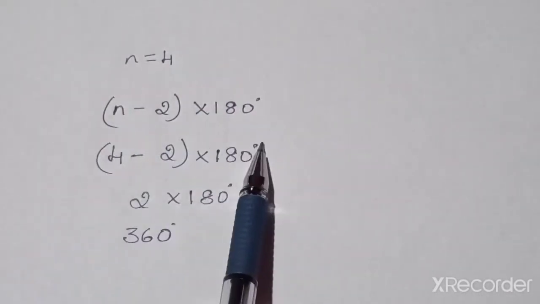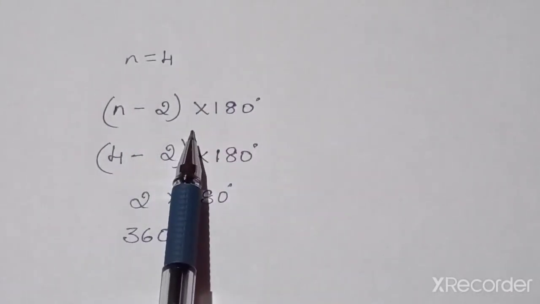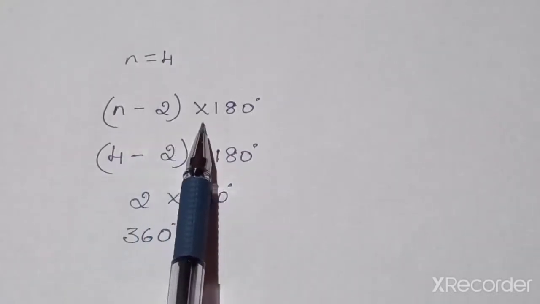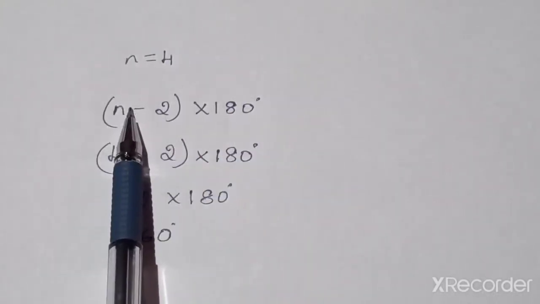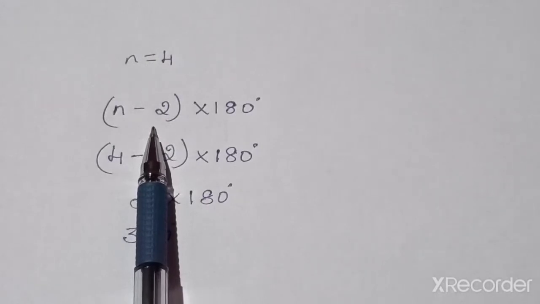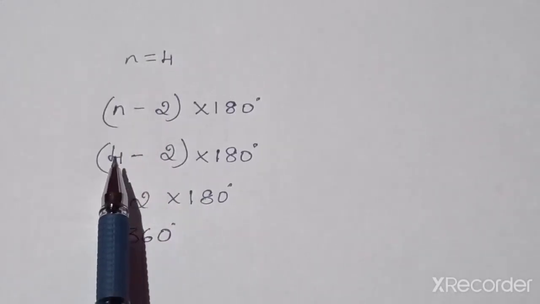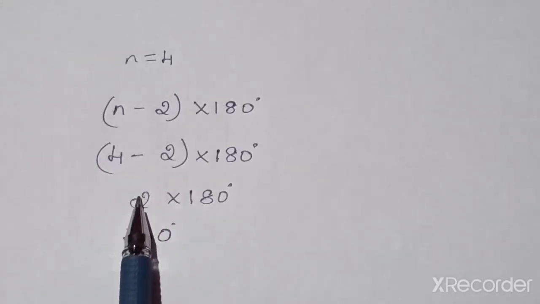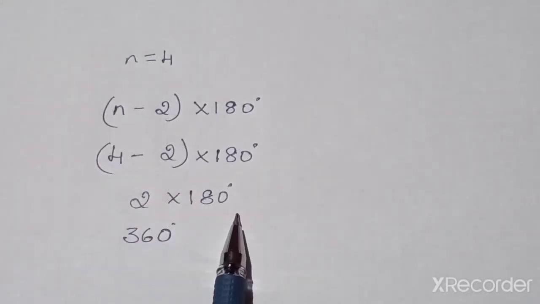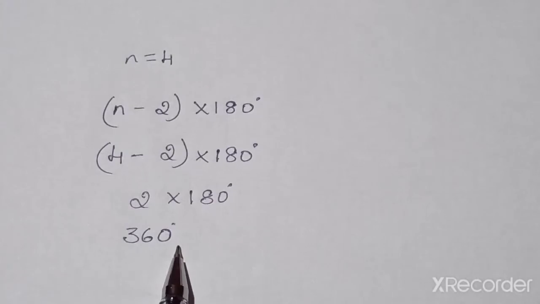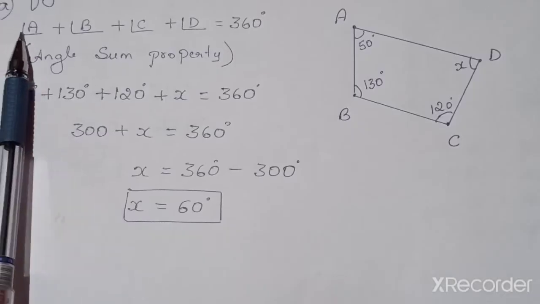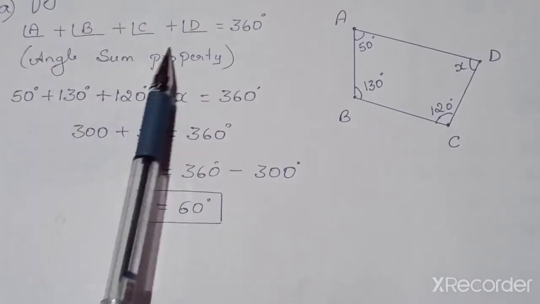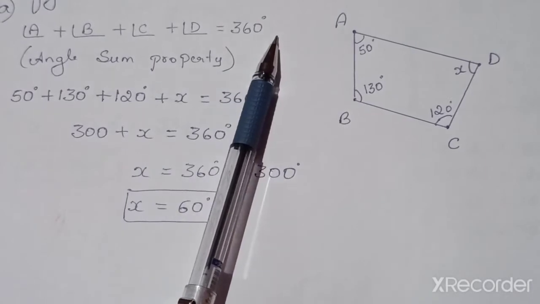This is the formula to find the sum of the angles: n minus 2 into 180 degree. n means number of sides. So, the number of sides is 4. 4 minus 2 into 180 degree. 4 minus 2 is 2. 2 into 180 degree is 360 degree. Therefore, the sum of the angles is equal to 360 degree.